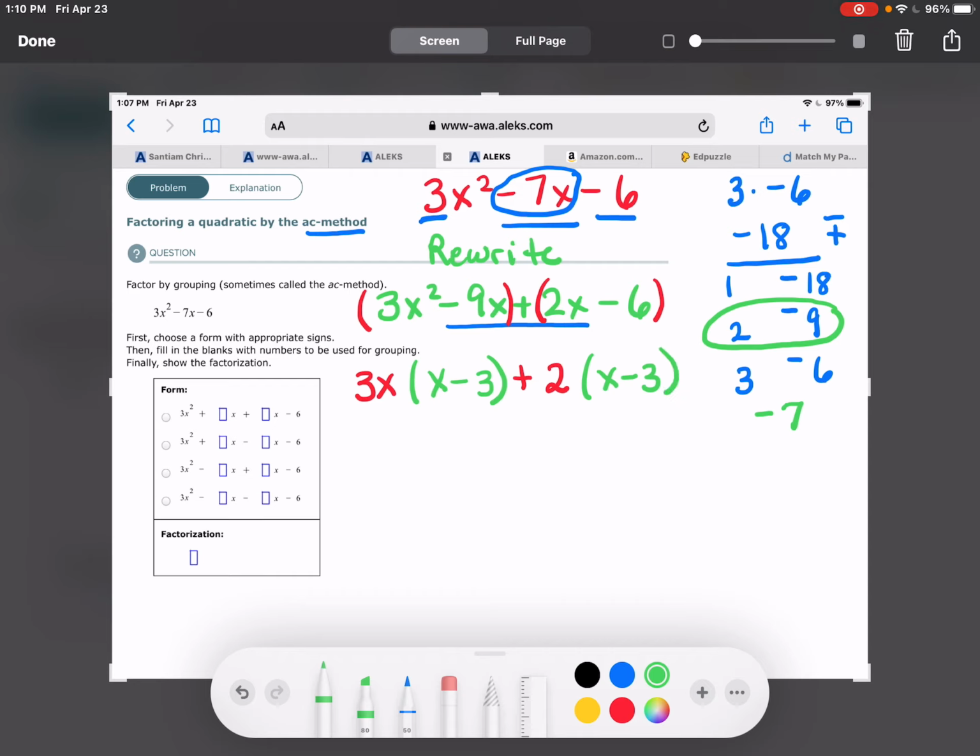So x minus 3 becomes our common factor. We're going to factor that out. That happens to leave behind 3x plus 2, and then we could use FOIL to check that.